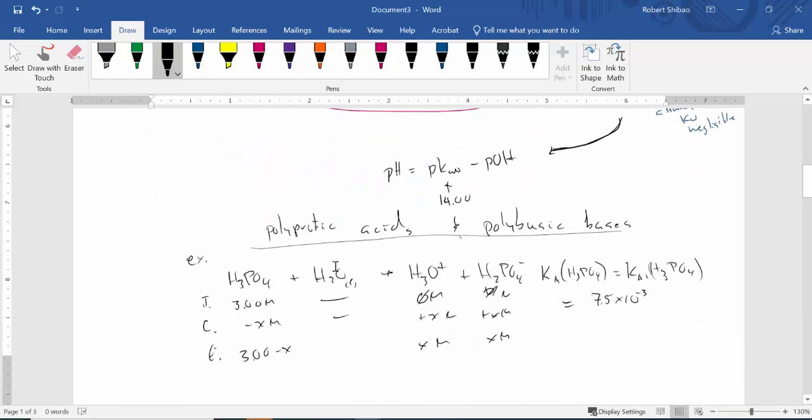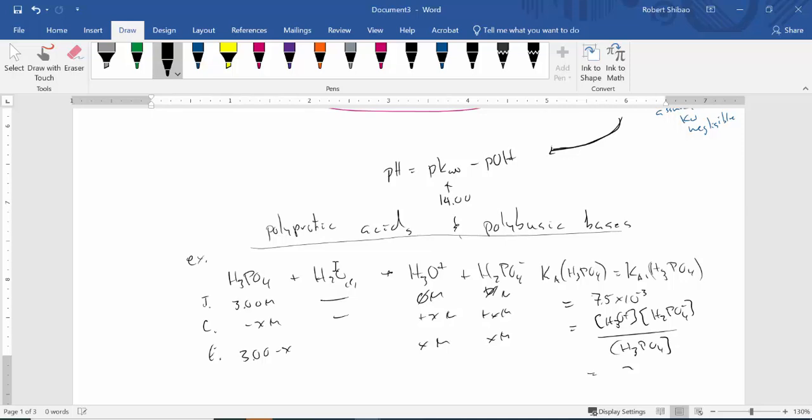All right, this is 7.5 times 10 to the minus 3. This is just going to equal the hydronium concentration at equilibrium times the dihydrogen phosphate concentration divided by the phosphoric acid concentration.